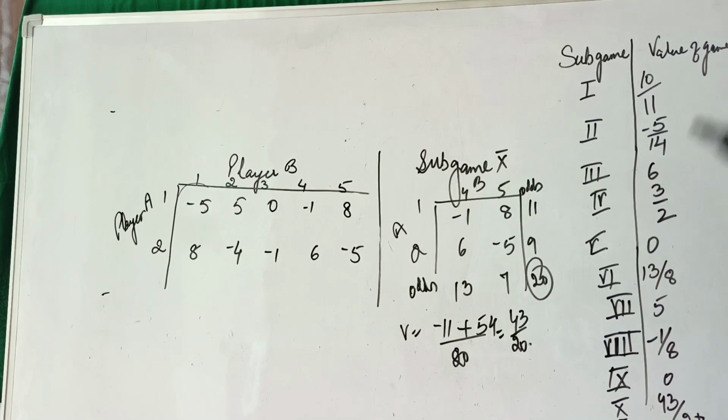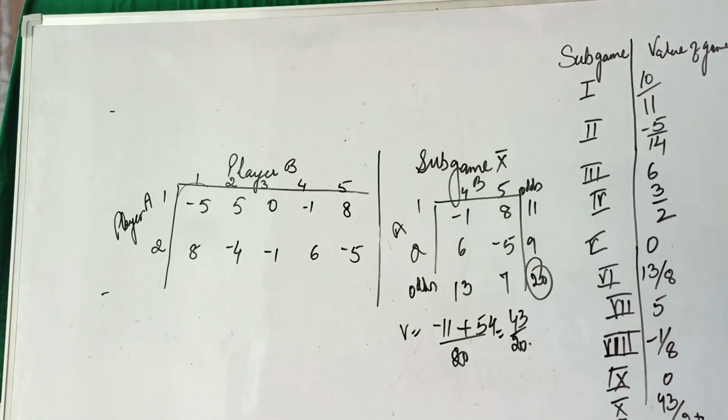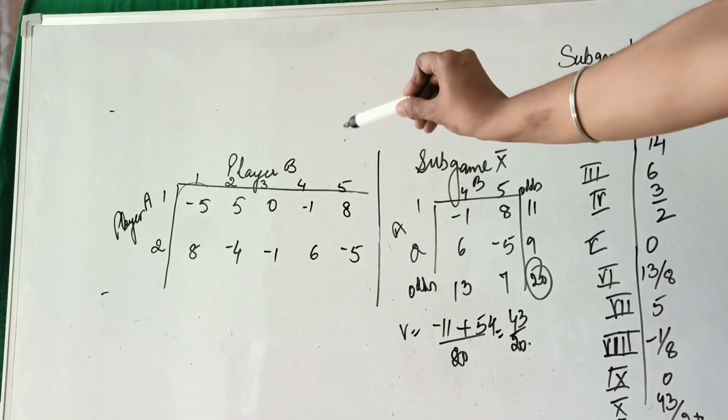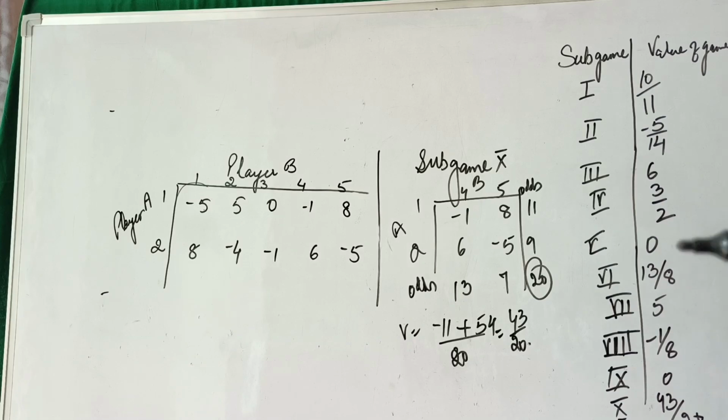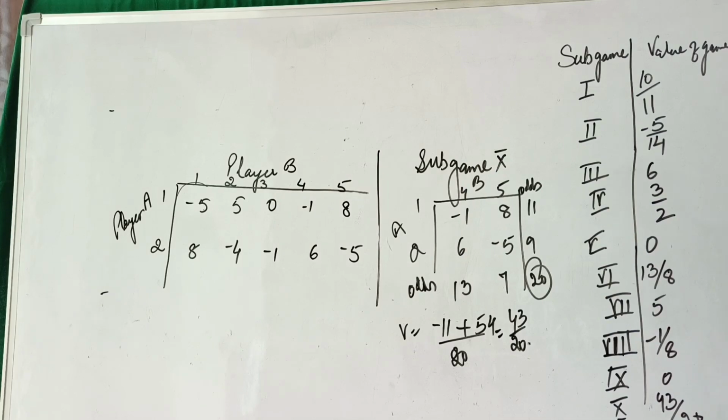You have to check which player has to choose. If you look at the question, player A has two strategies. He need not see anything. He is fixed with two strategies. It was player B who has to choose because he has more than two strategies. We all know that player B is a minimizing player. Minimizing player means out of the answers, you will choose the minimum value.